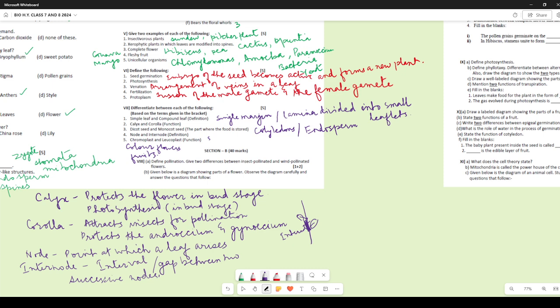So leucoplast stores starch, proteins, oils, and so on. Right?